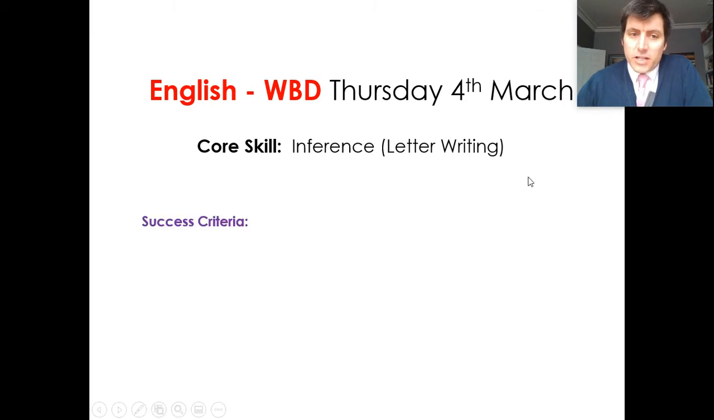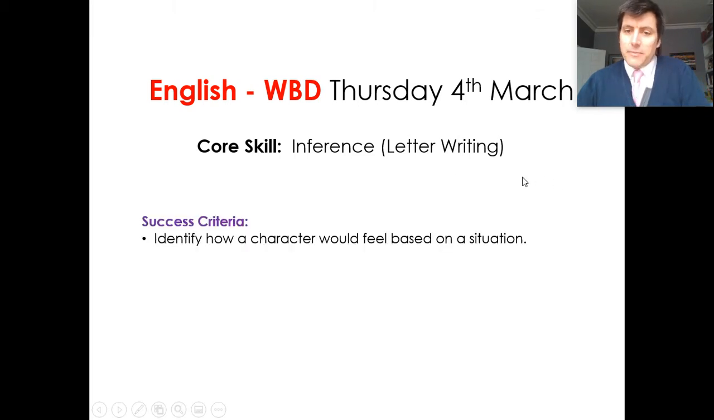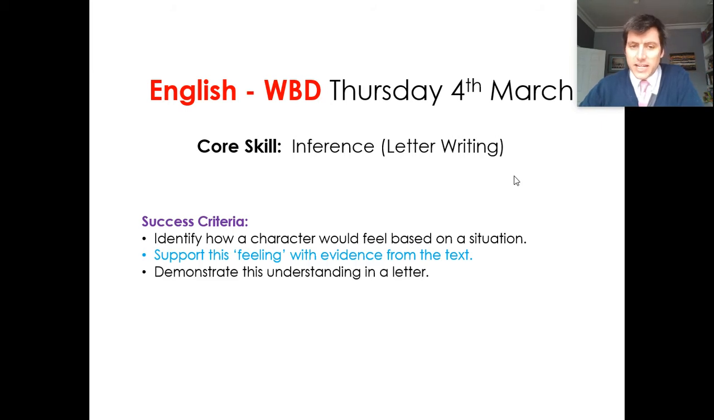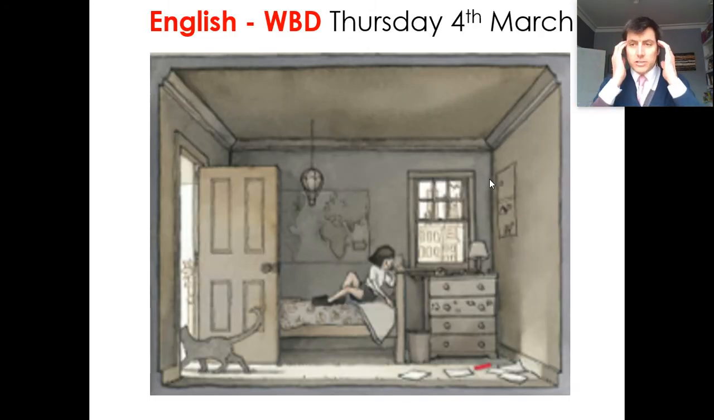So within inference, we're going to be successful today by thinking about how different characters would feel in certain situations that they might face. As well as that, we're going to support this feeling with evidence from the text and demonstrate this understanding with a letter. So you're going to use a letter as the tool that you're going to utilize to demonstrate how you perceive somebody would feel. Okay, now we'll just think to Journey again.